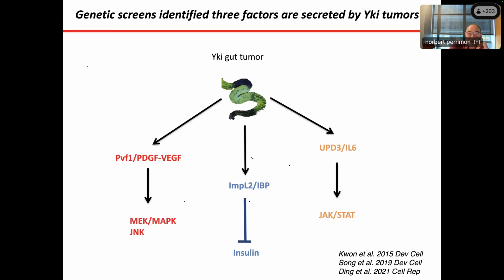By performing a number of genetic screens in the context of those gut tumors, we were able to identify 3 different factors derived from the tumor that affect the other organs. One of them is ImpL2, an IGF binding protein that downregulates insulin signaling. That's the same one that David was mentioning. Then we have Upd3, which in flies is the ortholog of IL-6, and regulates the JAK-STAT pathway, which is also produced by the tumors. And then we have a PDGF/VEGF homolog known as Pvf1, which is also derived from the tumor and regulates MAP kinase or JNK signaling in the peripheral tissues.